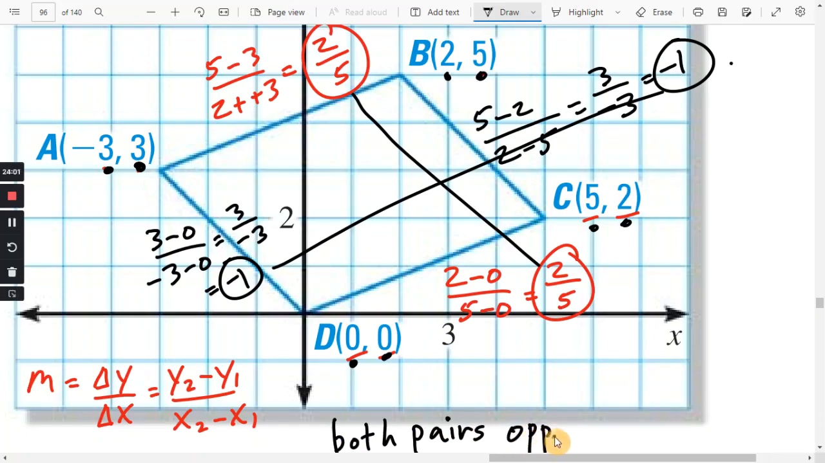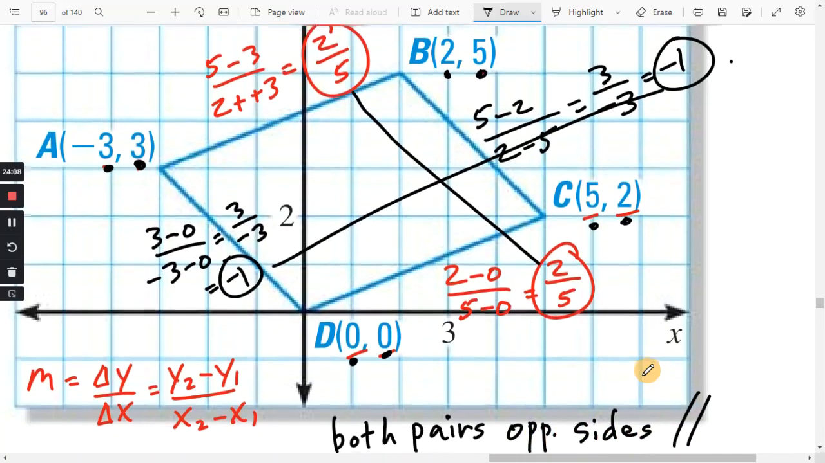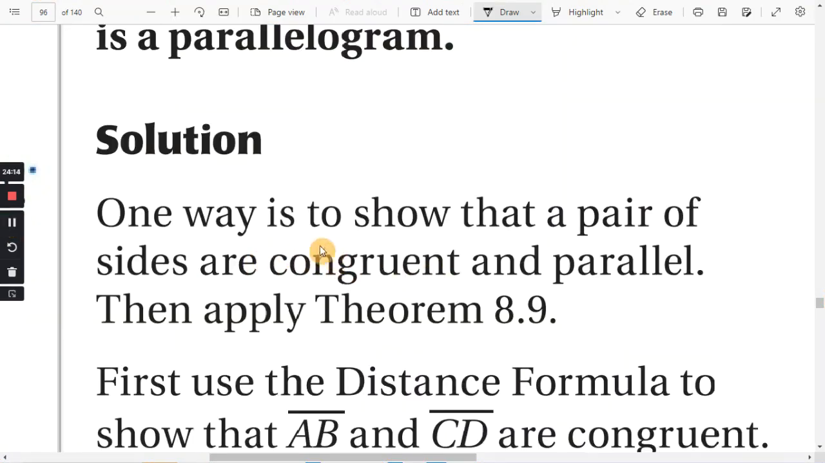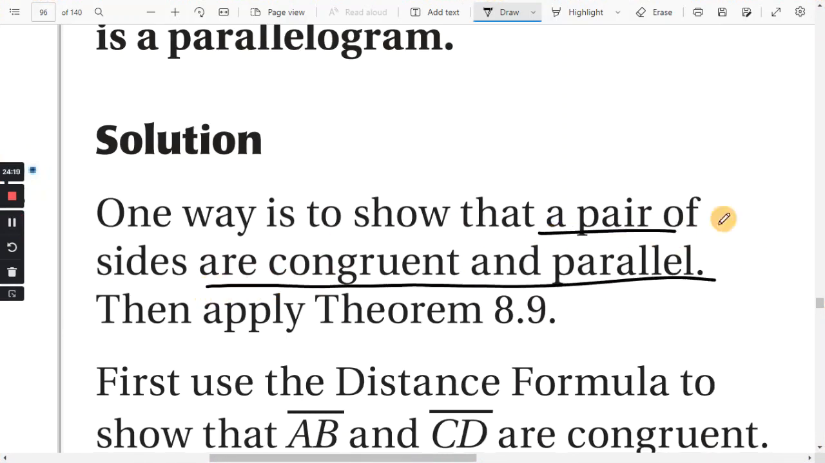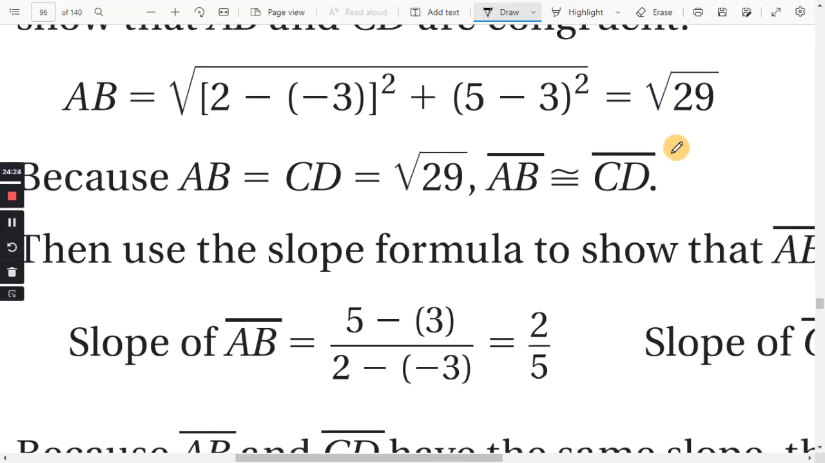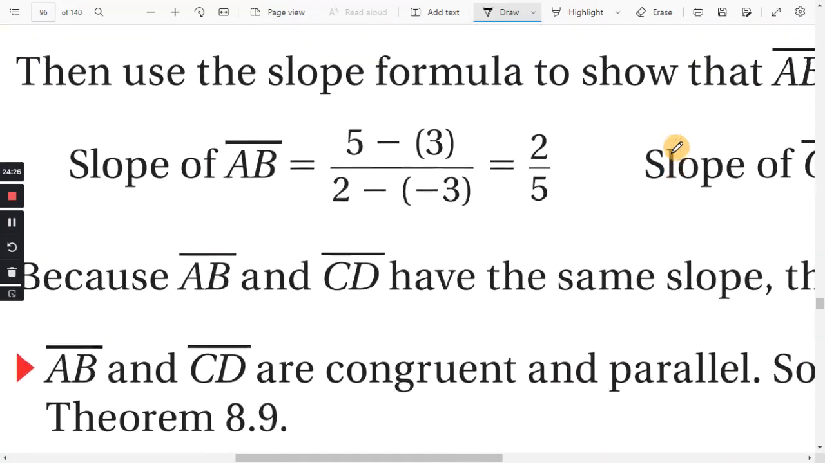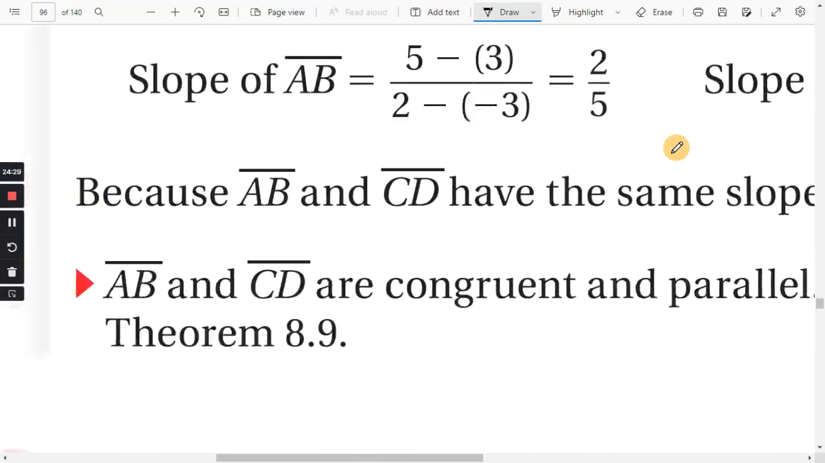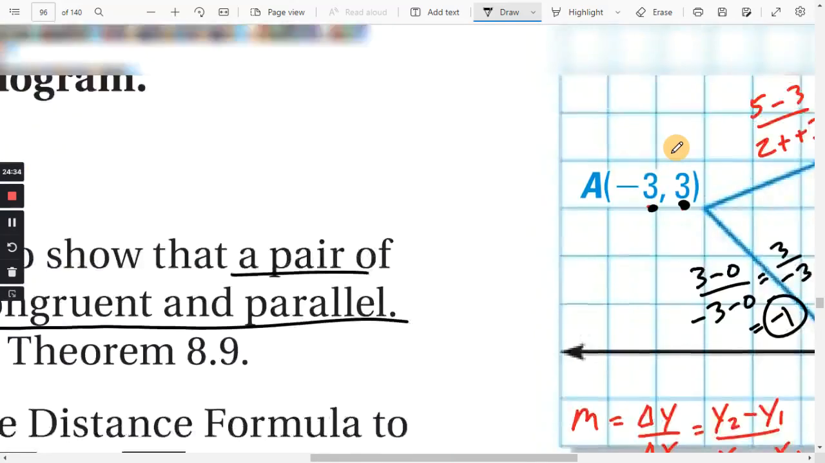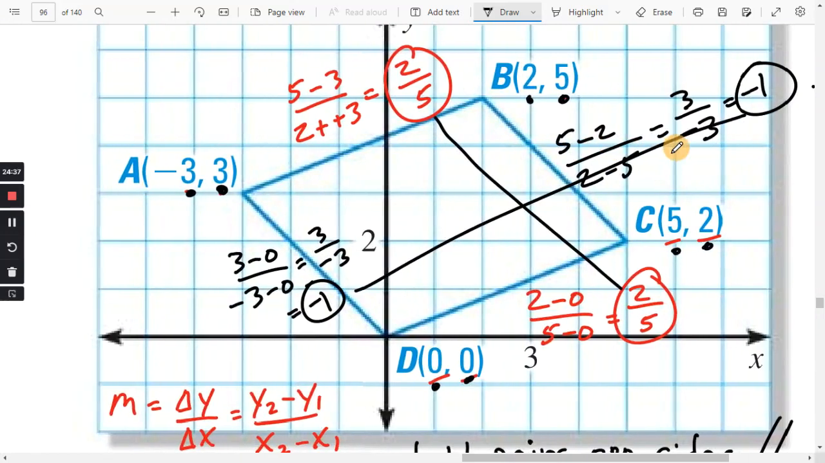Both pairs of opposite sides are parallel. Now, the way they did it, they wanted to show that a pair of sides is congruent and parallel. So they had to use the distance formula and the slope formula for one pair of sides. So there's more than one way to do it. They did it with slope and distance combined. I did it with just slope on opposite sides.